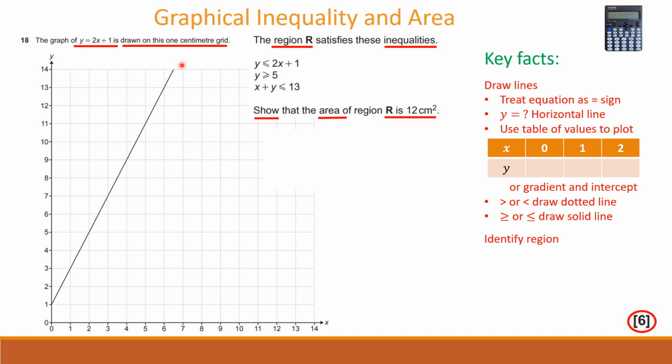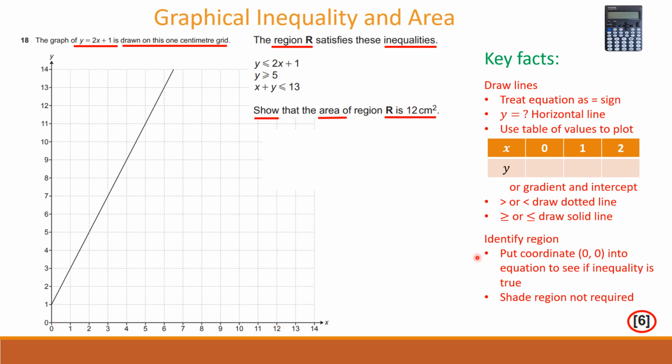You've then got to identify the region. Now to identify the region, if you put in a coordinate, and the easiest coordinate to put in is the point 0, 0, then you're going to put that into the inequality and you're going to see if it is true. If it is true, that's the region you want. So then you shade the opposite side because that's the region you don't want. So you always shade the region not required, so you're left with R in the middle.